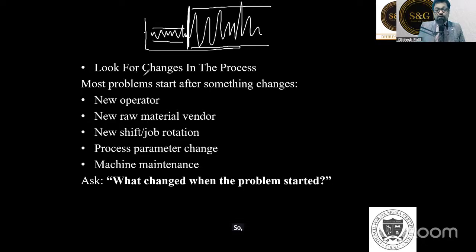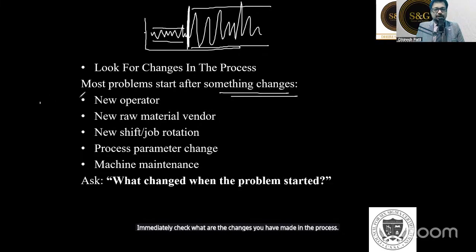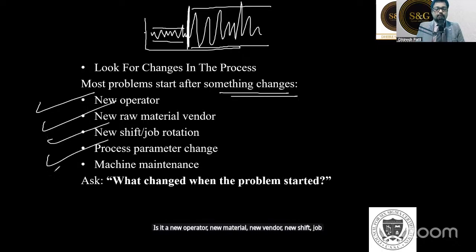So whenever you see such a trend, immediately check what changes you have made in the process. Is it a new operator, new material, new vendor, new shift, job rotation, process parameter? Has something changed? Has something been changed in the machine? Are you understanding?